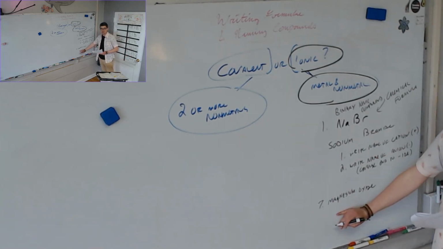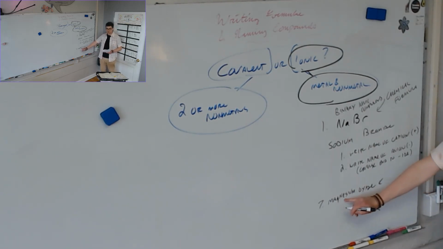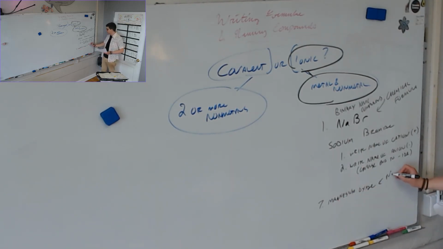Magnesium oxide. Now we have what is this? Is this the chemical formula? No, it's not. This is the name. So now what should we do? Well, what do the instructions say? Provide the formula. So now we're writing the formula.